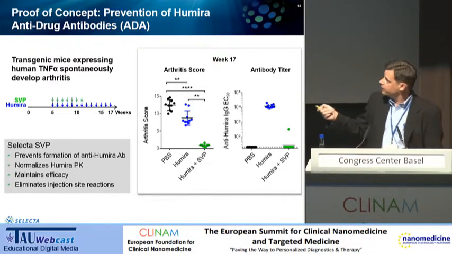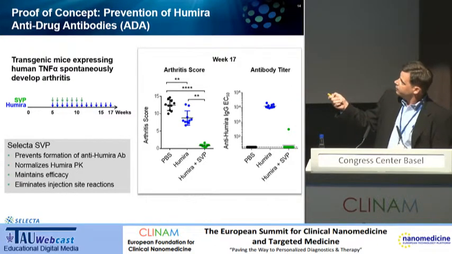What you see here is the arthritis score, and the maximum score on this scale is 16. The PBS mice have bad arthritis. They're being treated with Humira, a very good drug, but it doesn't work that well. It is statistically significant, but they still have pretty significant arthritis. But if I give them Humira plus the SVP, they're essentially normal.